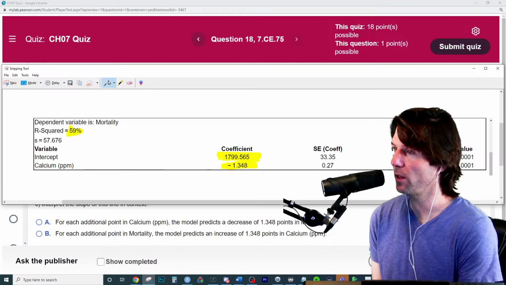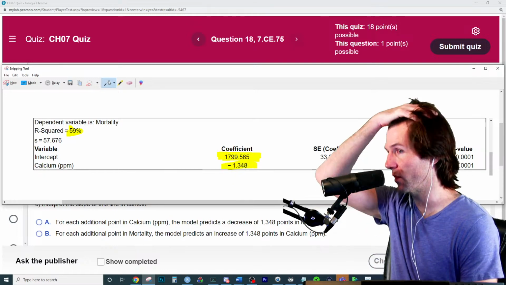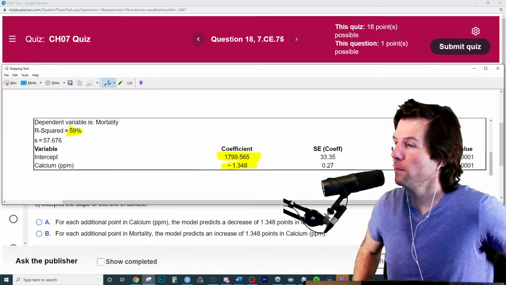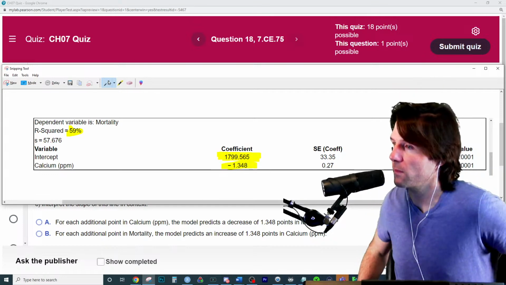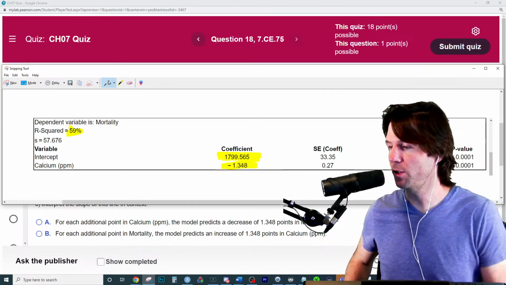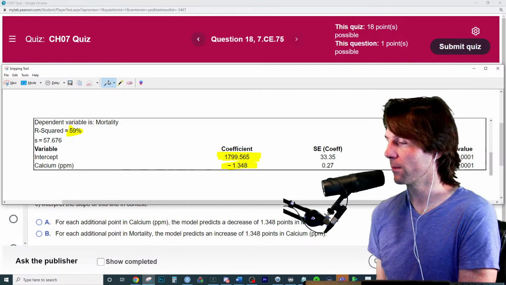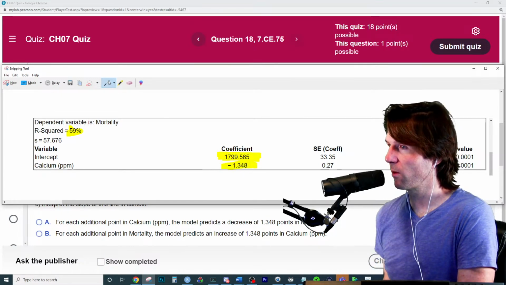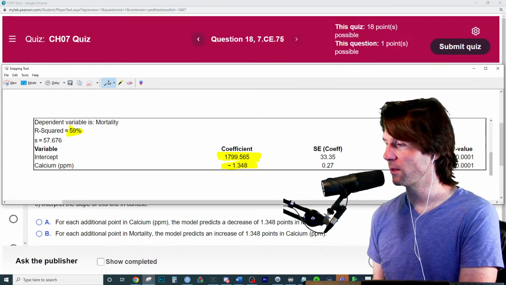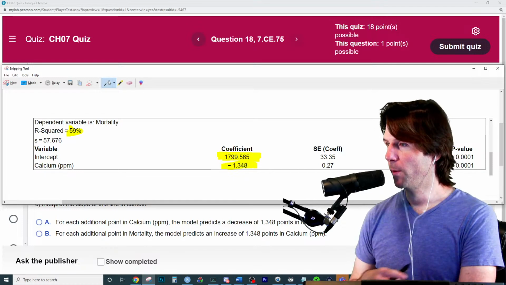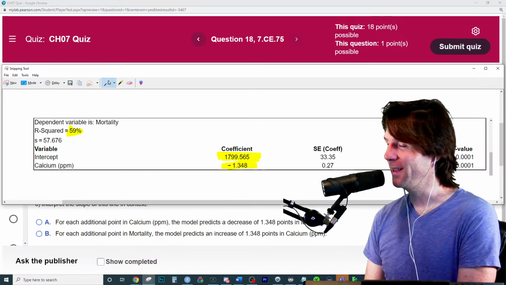That is the coefficient for the intercept. That is the coefficient for the slope. So what are those values in notation? The coefficient of the intercept and the coefficient of the slope. What would they be?